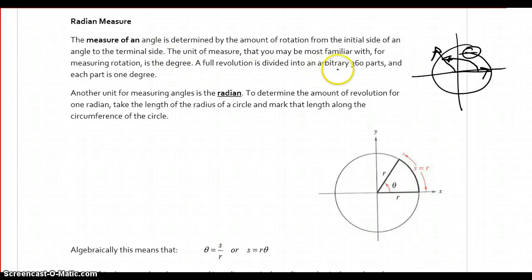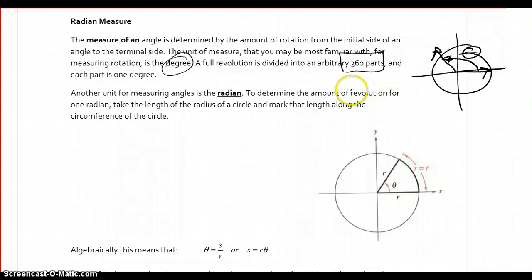The unit of measure that you have been dealing with for most of your life is the degree. A full revolution is divided into an arbitrary 360 parts, and each one of those parts is a degree. With radian measure, that's just another way to measure angles.